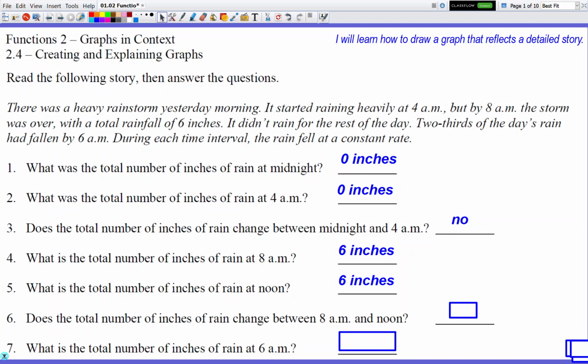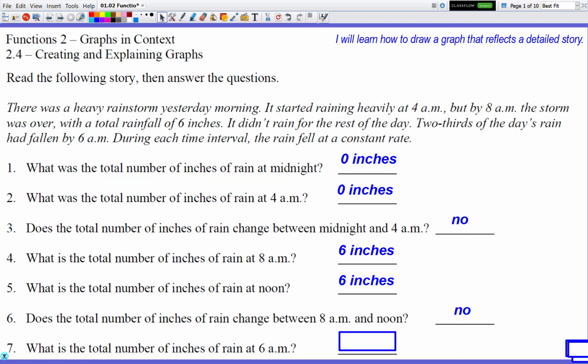Does the total number of inches of rain change between 8 a.m. and noon? Well, if the storm was over by 8 a.m. and it didn't rain anymore, then the number is going to stay the same, right? Because if you look at these two numbers, 6 inches for question 4, 6 inches for question 5, the rain didn't fall, so the amount didn't change. So 6 will be no. Okay. All right, number 7.